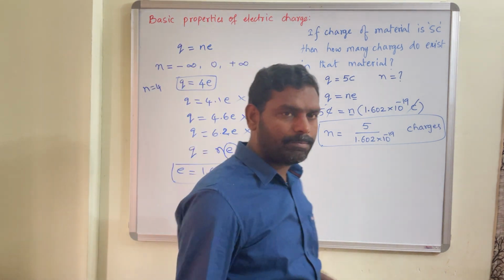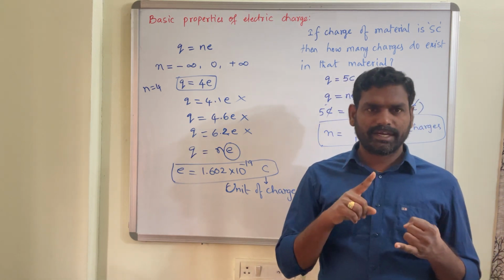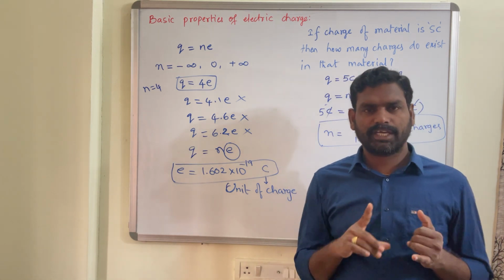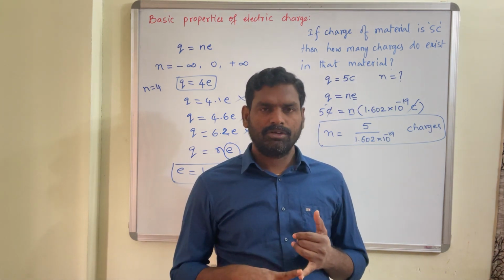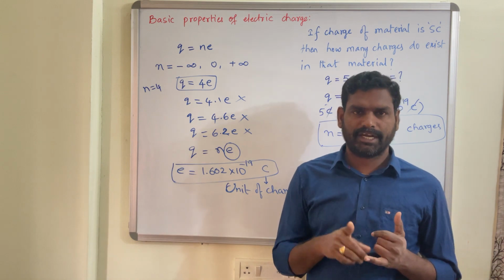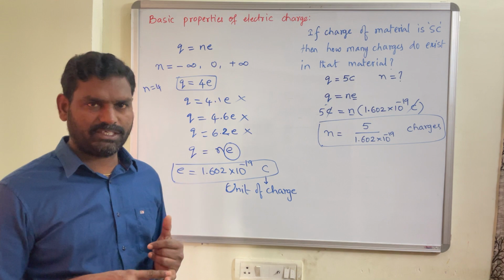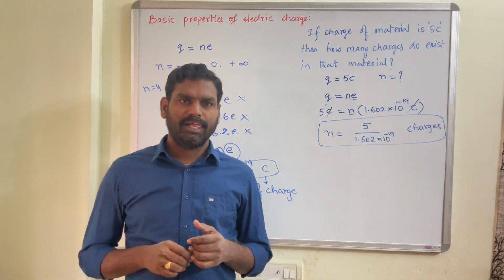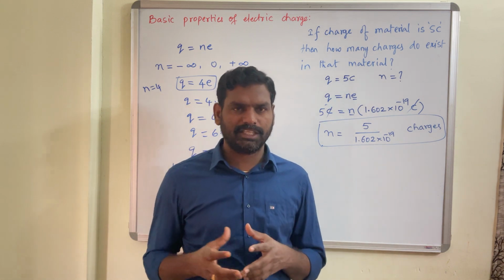There are three properties of charge. One is the additive property. We can add the charges. The conclusion is we can add the charges like arbitrary numbers, but we need to take care of the sign of the charges while adding. Next one is charge conservation. Charge conservation means in nature, we cannot create charge and we cannot destroy charge.